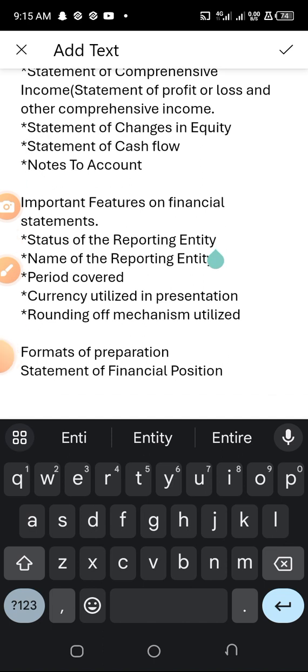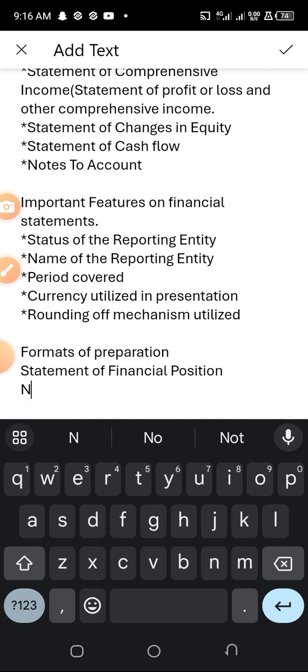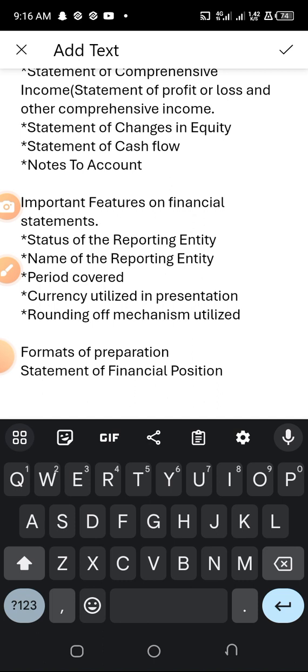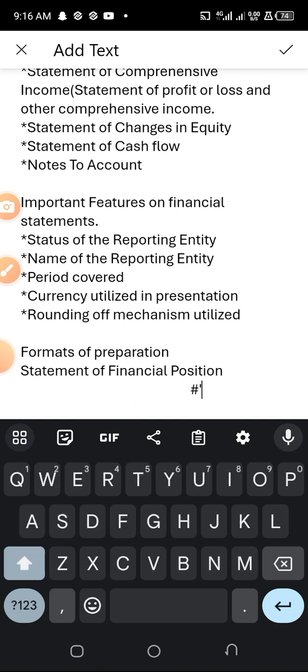Format of preparation. So we said we are going to start with the statement of financial position. In the statement of financial position, we are going to start with the currency and then the rounding off figure. So this one, the currency is in naira, and then the rounding off, let's assume, is going to be in millions.